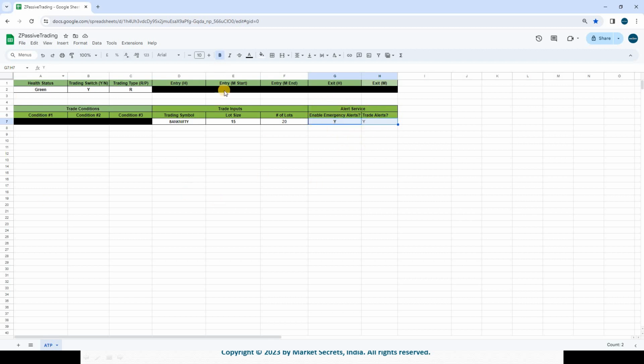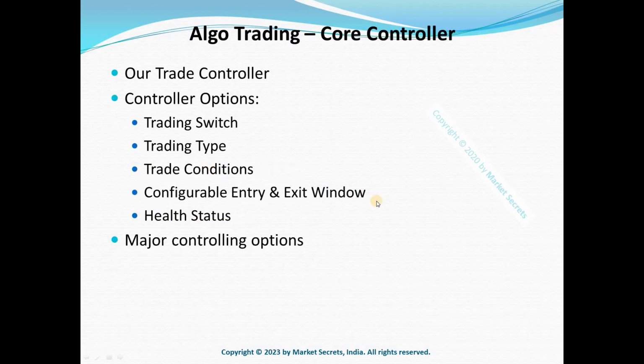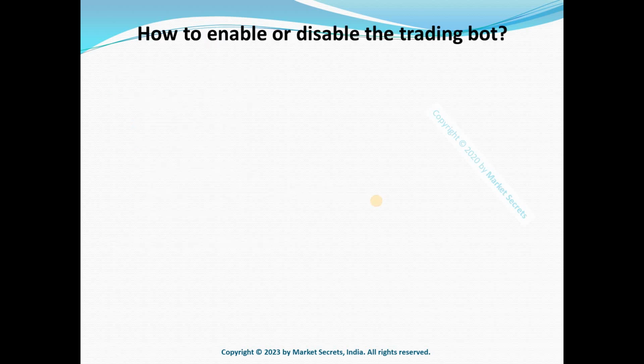So end to end, any modifications, you don't have to do it at the code level, you can do it at just this controller. Okay, so that's a specialty. Everything, you don't have to manually go and change it in the code, you can easily change it from the Google Sheets itself. So that's our core controller. It controls every aspect of our algo trading.